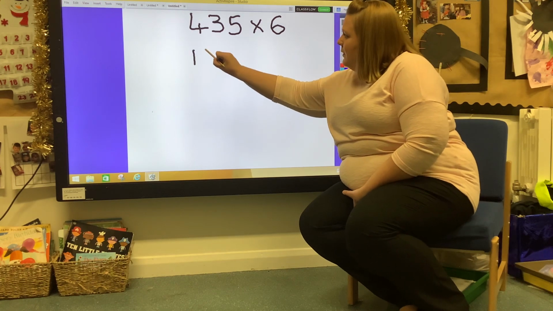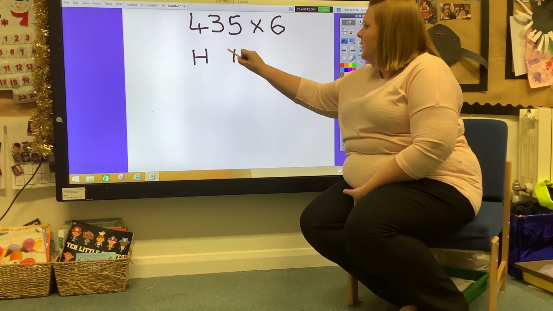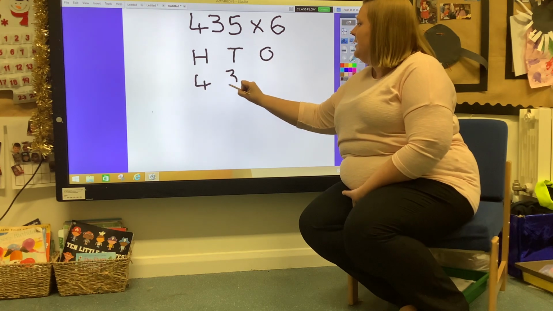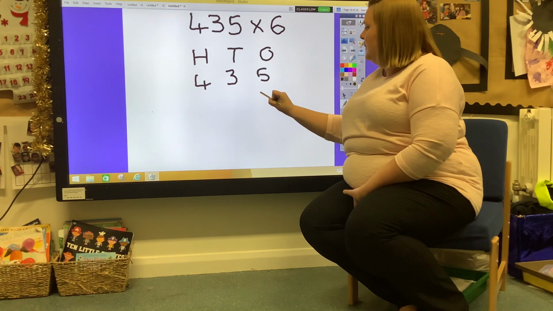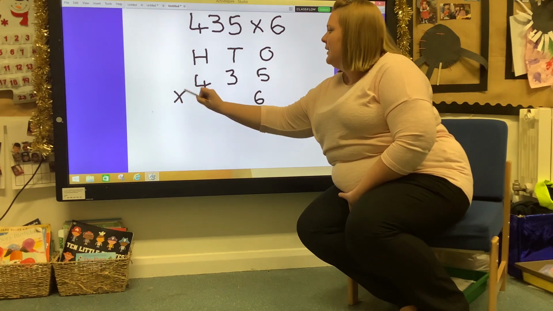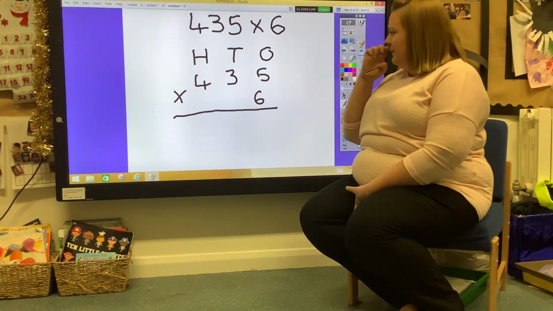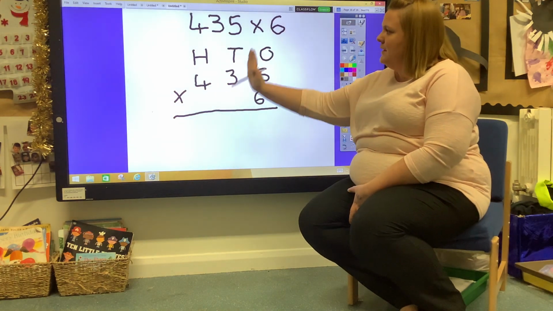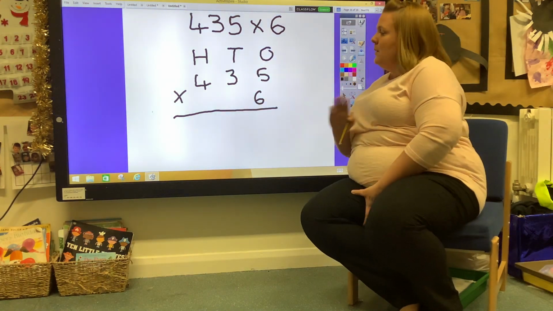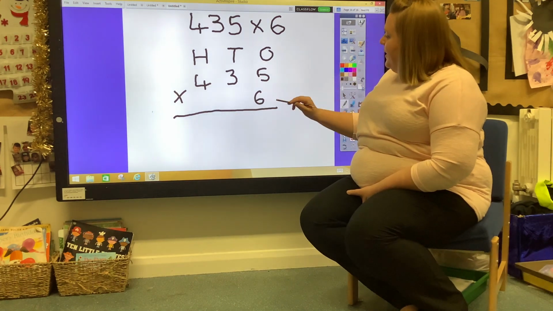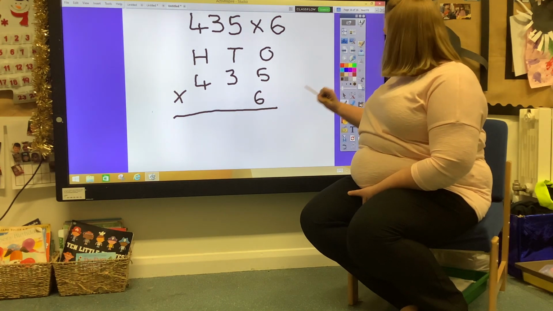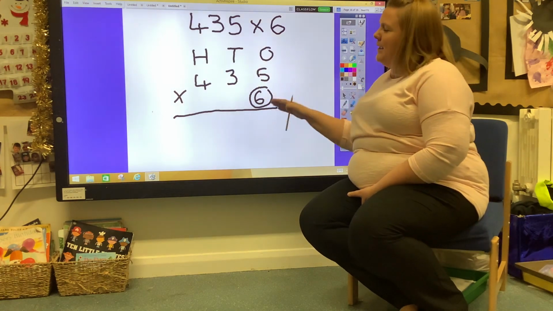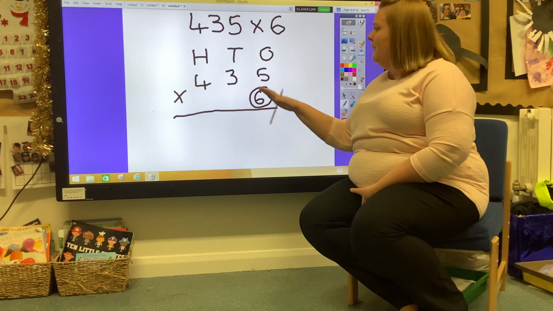Let's first set it up into our columns. So we have hundreds, tens, and ones. And we have 4 hundreds, 3 tens, and 5 ones. And we're going to be multiplying by 6. So again, we're going to start on the right-hand side, work with the ones, move over to the tens, and then the hundreds, just as we do with all the other methods. So starting with the 6, sometimes I get the children just to circle it, so they know that's where they're starting, and that's where they're coming back to each time as well.